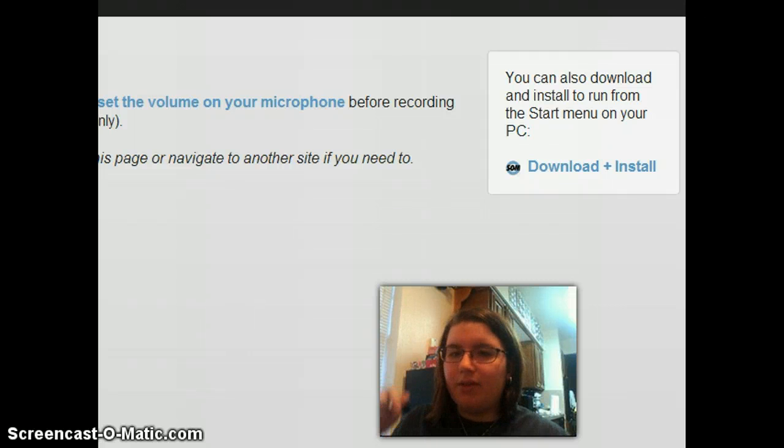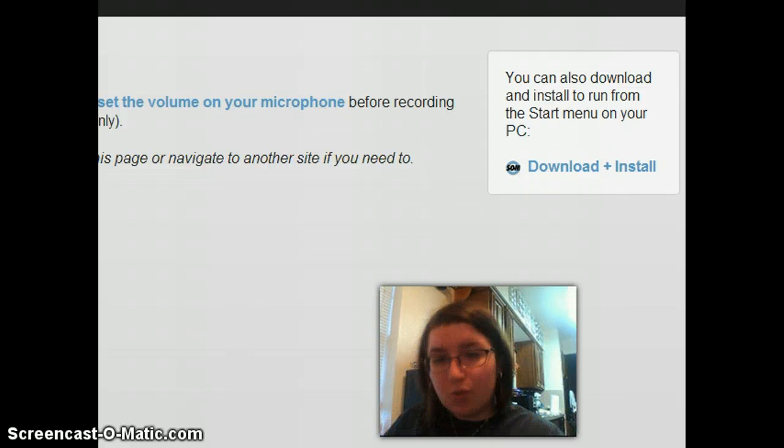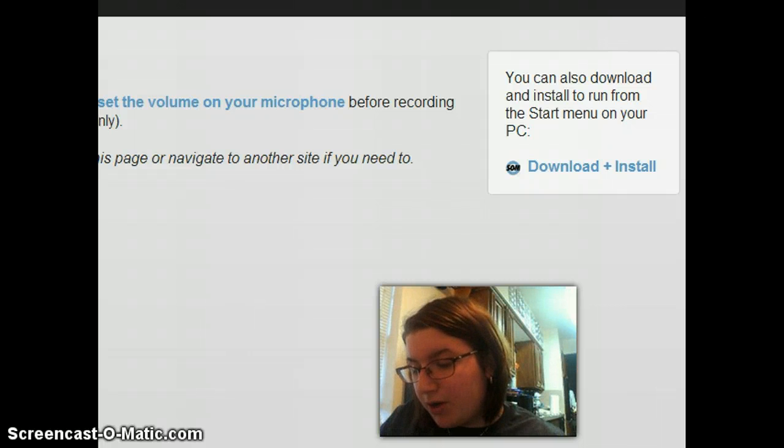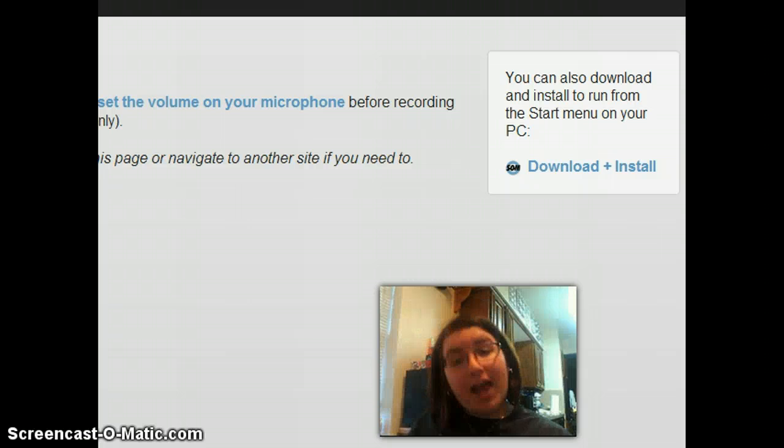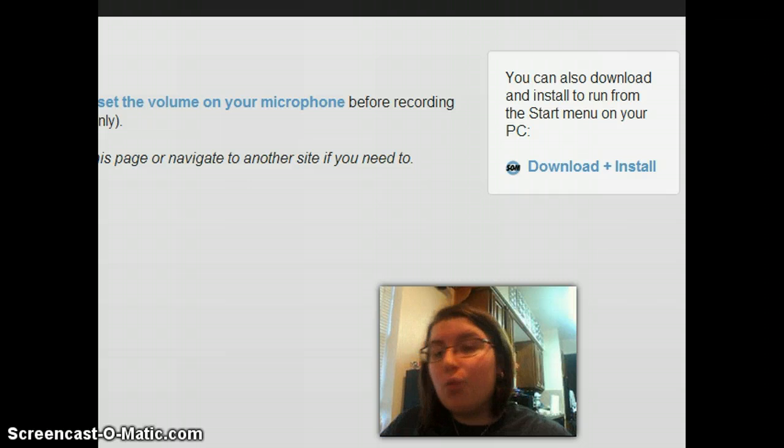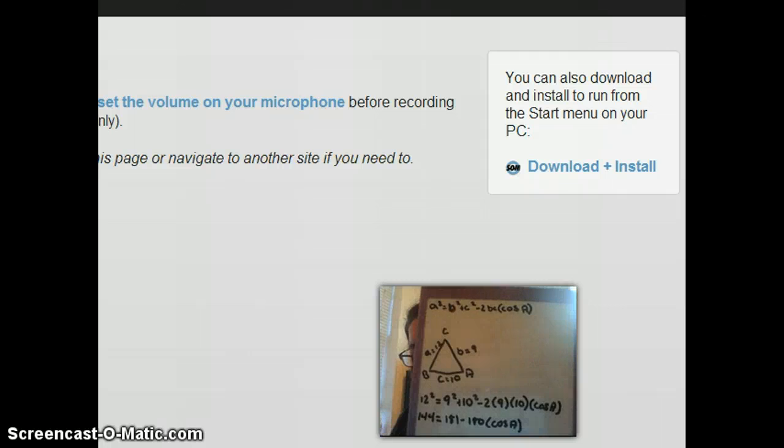So now we're going to deal with all of these squares. 12 squared goes to 144. Now we're going to add 9 squared in our calculators to 10 squared. That will get you 181. Then minus 2 times 9 times 10, that gets you 180 times cosine of A. You need that cosine of A because you're going to need that later in order to figure out what your angle measurement is. So now your problem should look something like that.